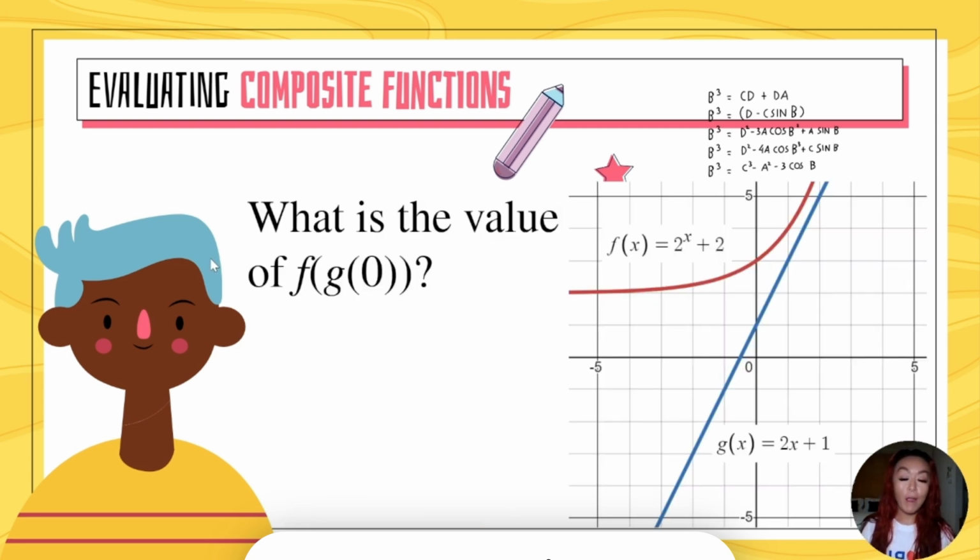Now let's take a look at a graph. We have our two functions, f of x and g of x here. We want to know what is the value of f of g of 0. So first we need to find g of 0. G of 0 is 1.